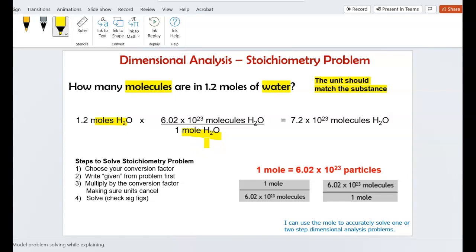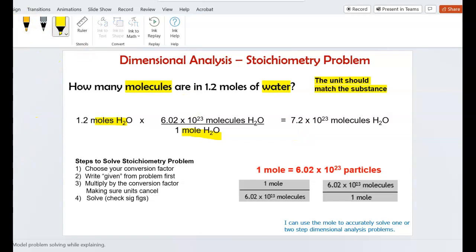And so from here, you need to multiply anything that's in the top of a fraction, divide anything in the bottom. So I'm going to take 1.2 times 6.02 times 10 to the 23rd. Of course, divided by 1 doesn't matter, and then get your answer. So how many molecules are in 1.2 moles of water? There are 7.2 times 10 to the 23rd molecules of water in 1.2 moles of water.